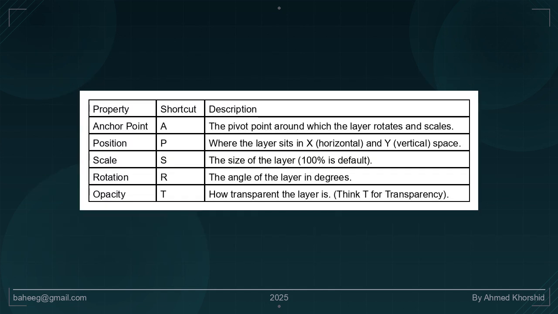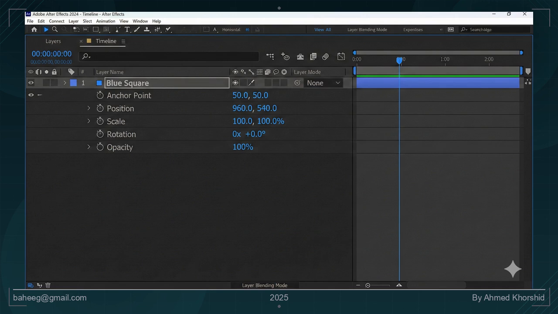Property, Shortcut, Description. Figure: a clean, high-resolution screenshot of the After Effects timeline panel. A single shape layer named Blue Square is selected. The user has pressed P, S, R, T, and A sequentially, so all 5 properties are visible under the layer name. The values are highlighted in blue text: position 960, 540, scale 100, 100%, rotation 0x plus 0.0, opacity 100%. The background is the standard dark gray AE interface.